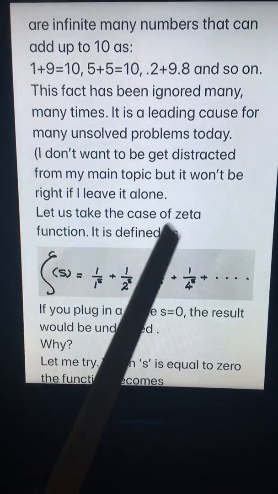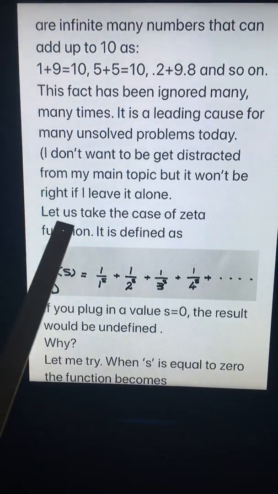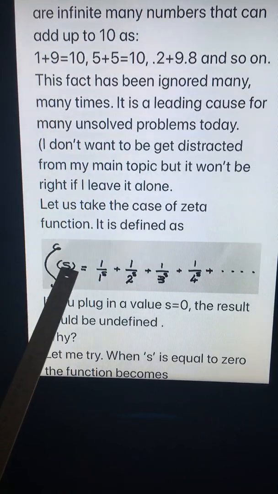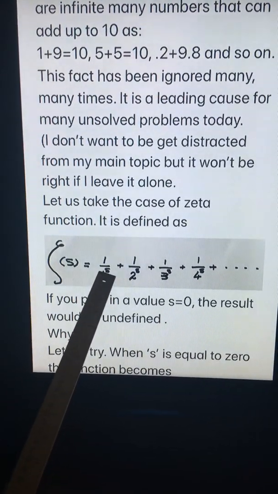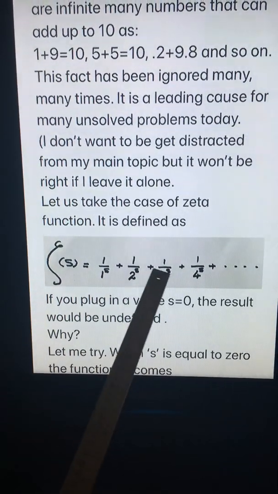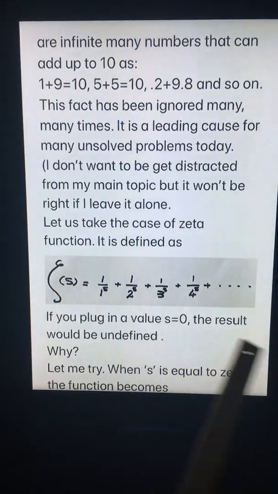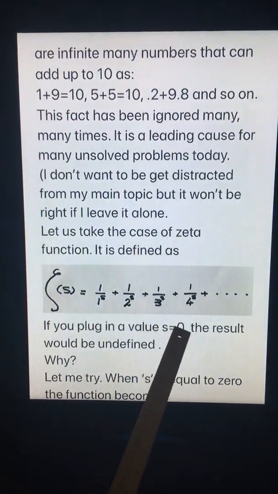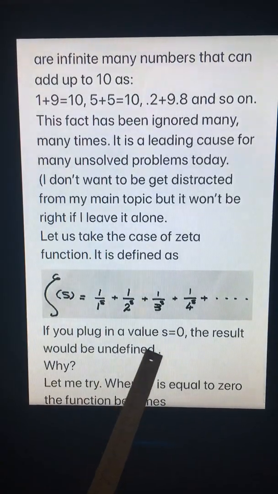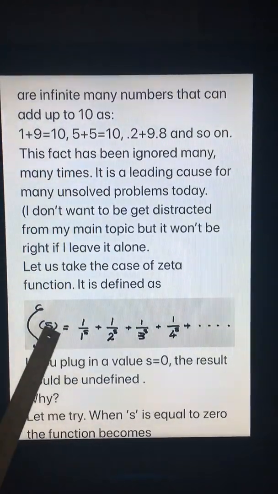For example, I take the case of the Riemann hypothesis. Let's take the case of the zeta function. It is defined as zeta of s equals 1 over 1 to the power s plus 1 over 2 to the power s plus 1 over 3 to the power s plus 1 over 4 to the power s, and so on up to infinity. If we plug in the value s equal to 0, the result would be undefined. So it has never been defined how this zeta function works when s is equal to 0.